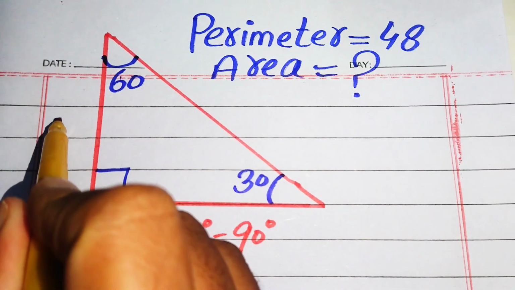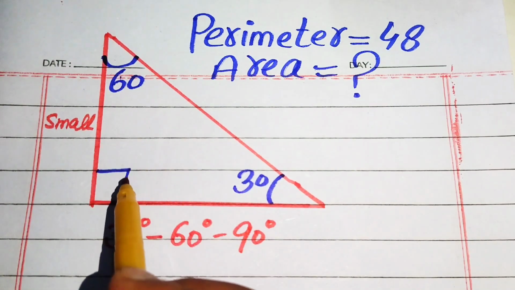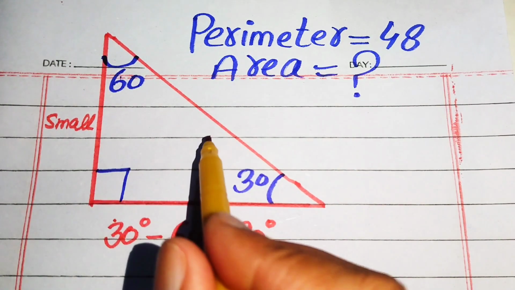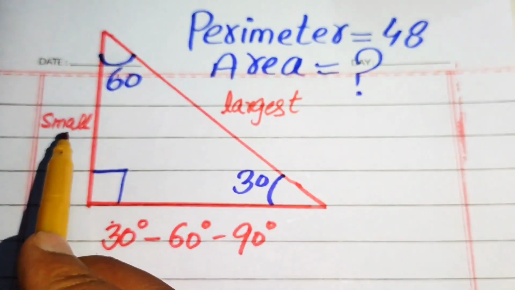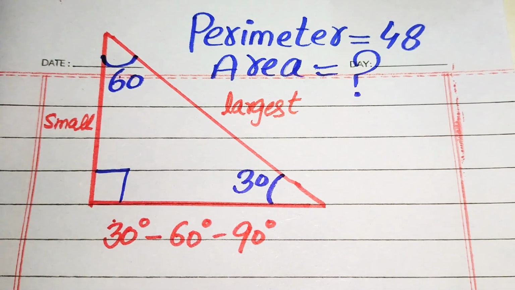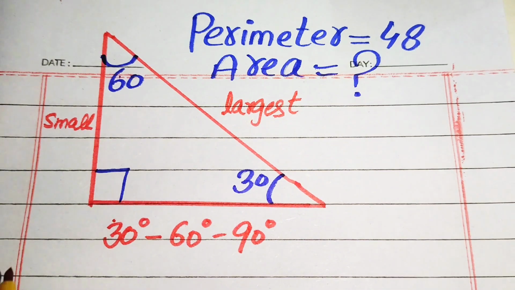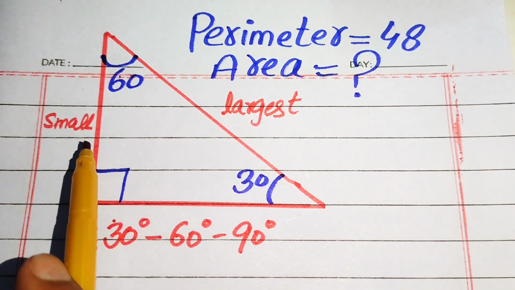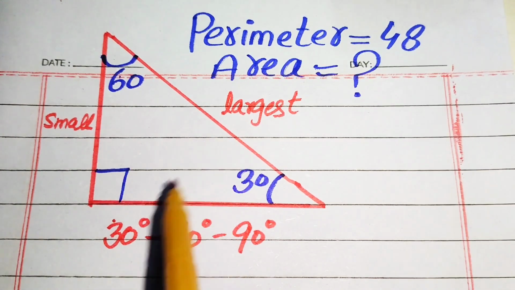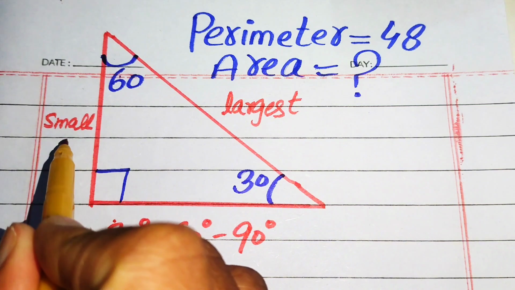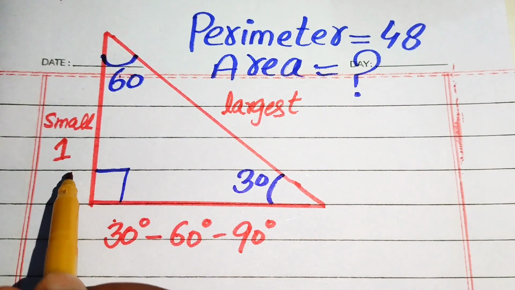It means that this side is the smallest side, and the greatest angle is 90, so the side opposite to the greatest angle is called the largest side. So this side is the largest side, and this side is the smallest side. In a 30-60-90 triangle, we know that the largest side is equal to 2 times the smallest side. Okay, it means that if the length of the smallest side is 1, then our largest side is 2 times the smallest side.